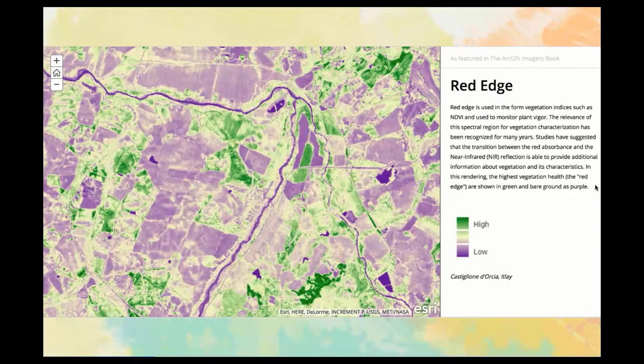So the next slide is an example from the ArcGIS imagery book, and they're mapping NDVI, and they call this image red edge. Because NDVI is specifically making use of the difference between the reflectance on the red band and the near infrared band for healthy vegetation. In this particular case, they're giving the higher NDVI values a color of green, and the lower ones are purple.